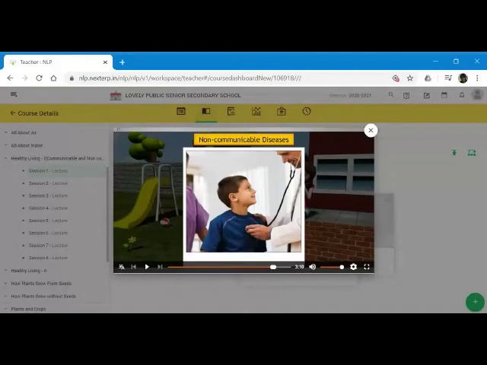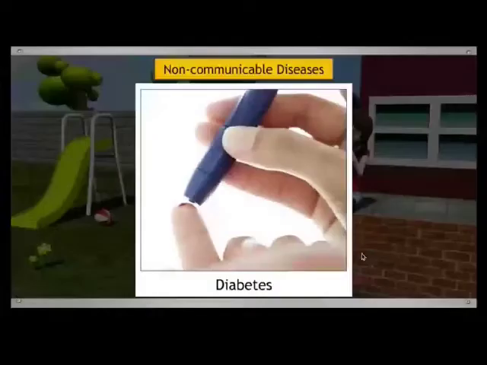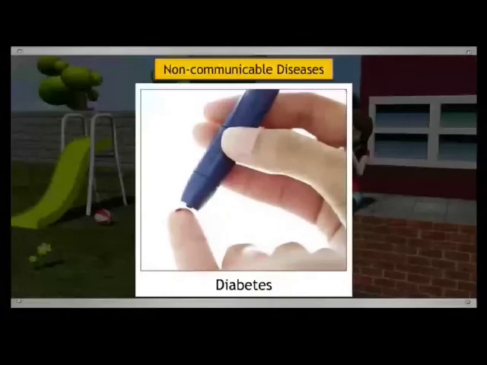Along with it, heart disease, diabetes, the disease of the thyroid, and anemia are all non-communicable diseases. These diseases are not caused by germs. Some examples of non-communicable diseases are diabetes, cancer, and heart disease.